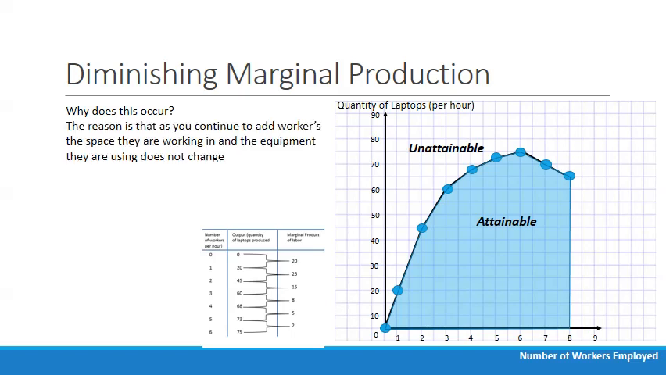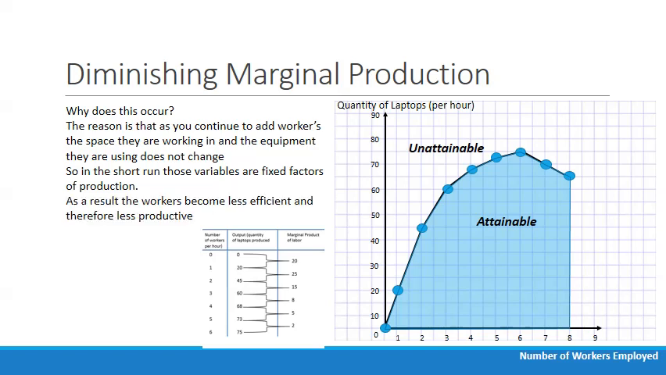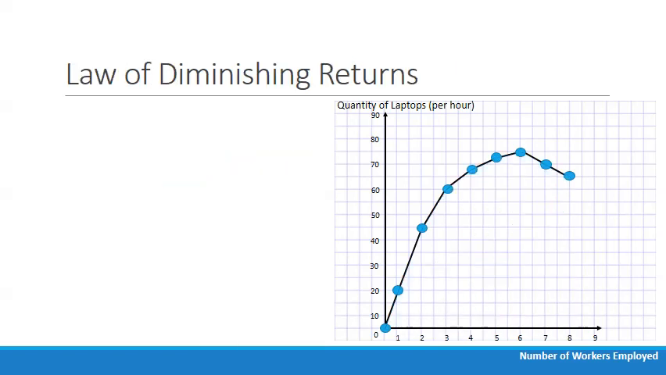So why does this occur? The reason is as you continue to add workers, the space they are working in and the equipment they are using doesn't change. Remember our fixed cost of our factory and our equipment, that's fixed, it's not changing. So as we add workers, they're simply getting in the way of each other. In the short run, these are fixed factors of production. As a result, the workers become less efficient and therefore less productive. So having too many workers is a problem that can occur within a firm.